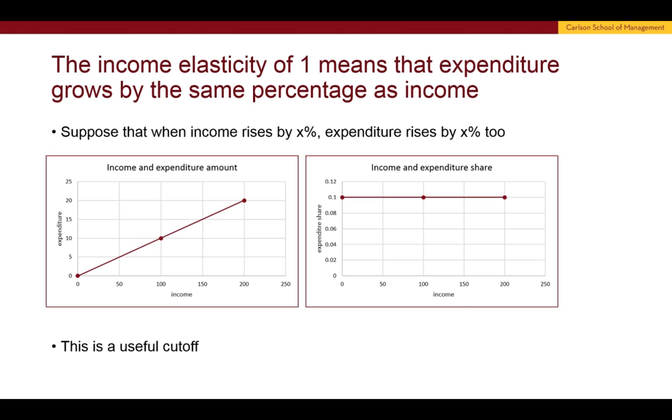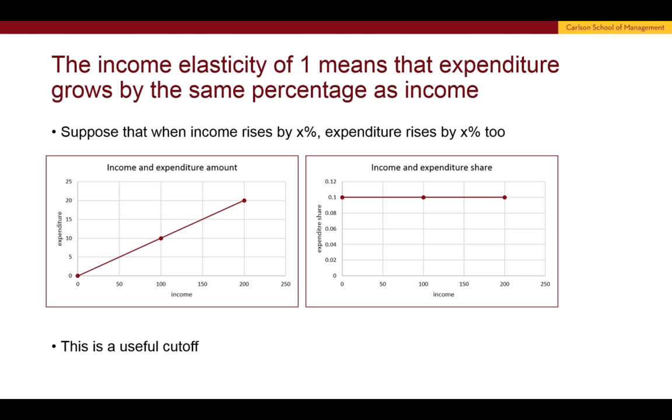So we have two pictures here. On the left-hand side, we have a picture with income on the horizontal axis and the amount of expenditure on the vertical axis. And what we see is that this is a straight line coming out of the origin. So when income goes from 100 to 200, expenditure on the good in question goes from 10 to 20. In the right-hand picture, we see the income on the x-axis and the share of expenditure on this good on the y-axis. And we see that it's just constant at 10% regardless of income. That's what it means to have an income elasticity of demand of exactly 1.